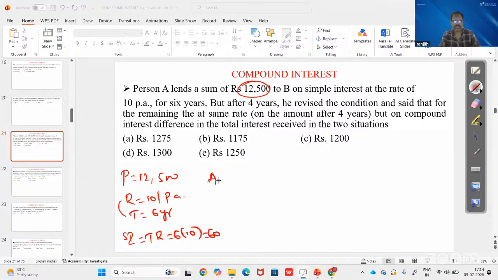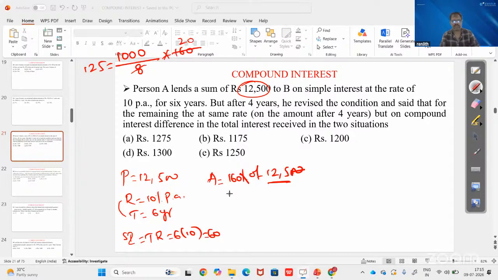So what is the amount we need to get? 160% of 12,500. Percentage is cancelled. We need to multiply 160 into 125, and 125 can be written as 1000 by 8. 1000 by 8 into 160, where 8 twos are 16, 20 into 1000 will be equal to 20,000. So total for the entire 6 years, if we go with simple interest, you will get 20,000.